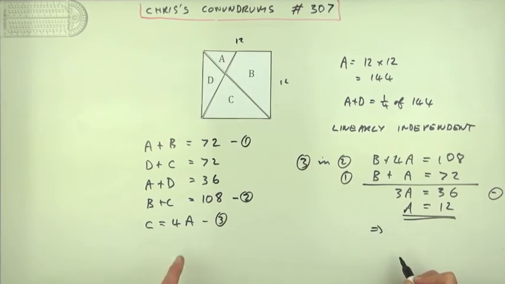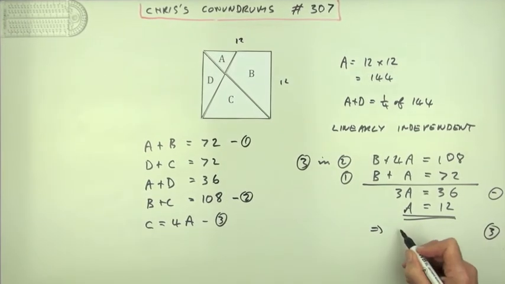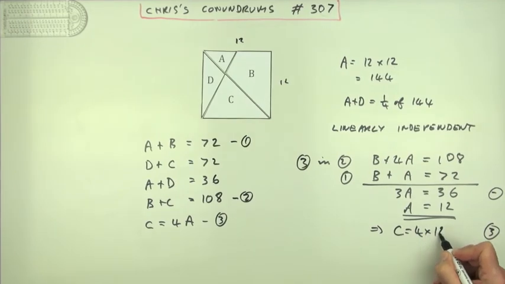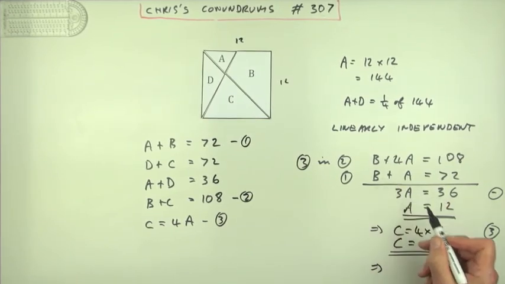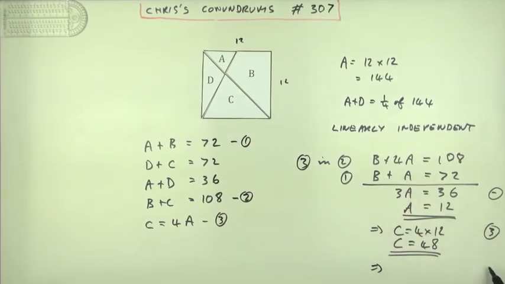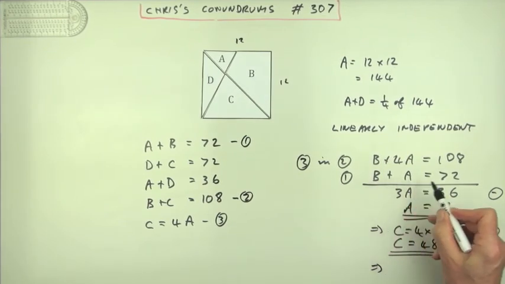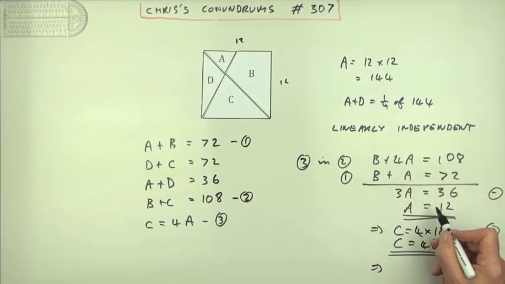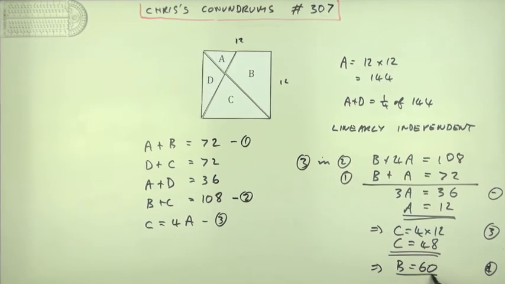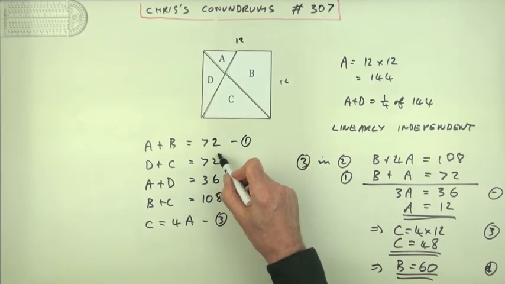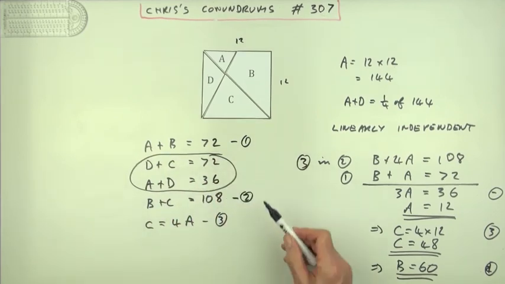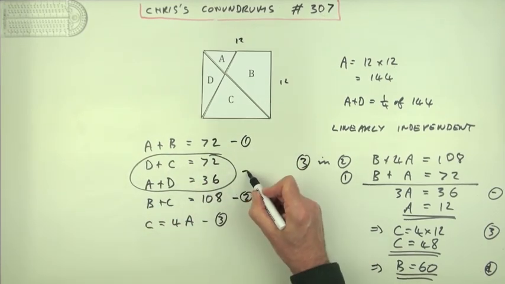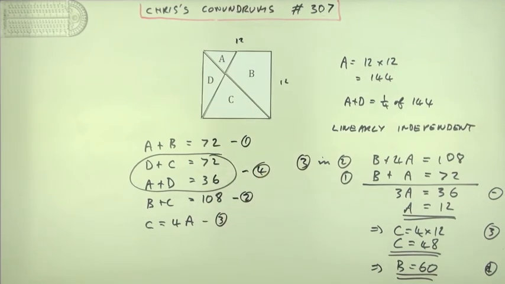And then straight away, using 3, I've got C equals 4 times 12, which equals 48. And from this one here, if A is 12, straight away from number 1, I've got B plus A is 72. So if A is 12, that means that B is equal to 60. Then lastly, from whichever one you want here, because I only need the 4 equations, either one of them could be your fourth linearly independent equation. Maybe just picking this one here out as a candidate for number 4.